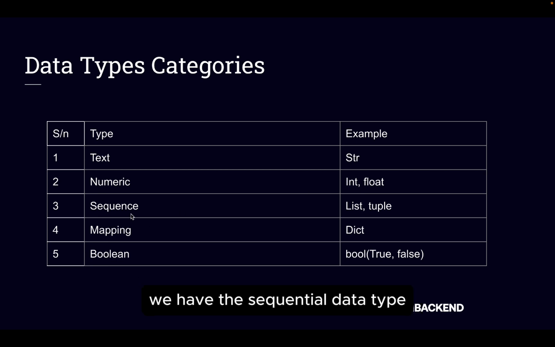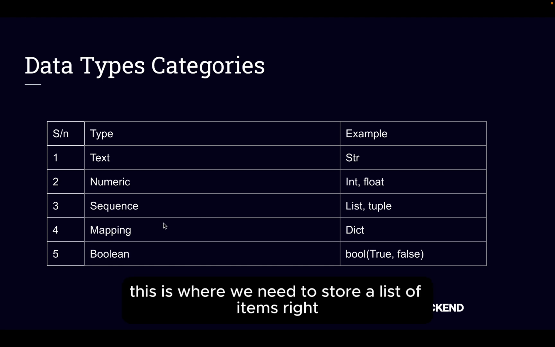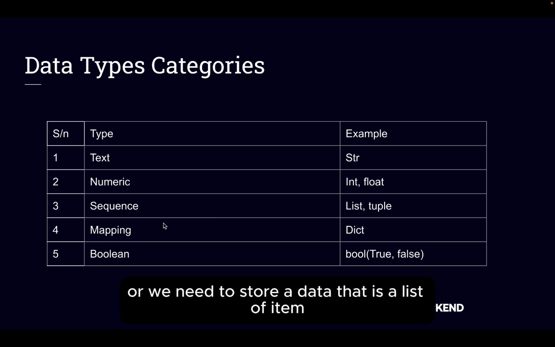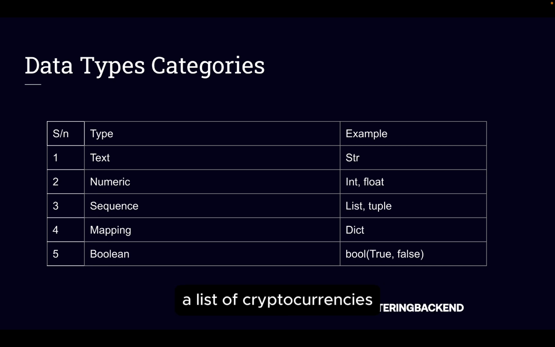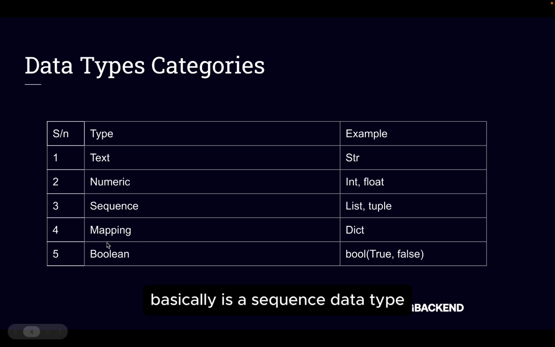We have the sequential data type, which is actually list or tuple. This is when we need to store the list of items, right? Basically, when we need to store data that is a list of items, a list of programming languages, a list of cryptocurrencies, a list of users, whatever kind of list. Basically, these are sequence data types.